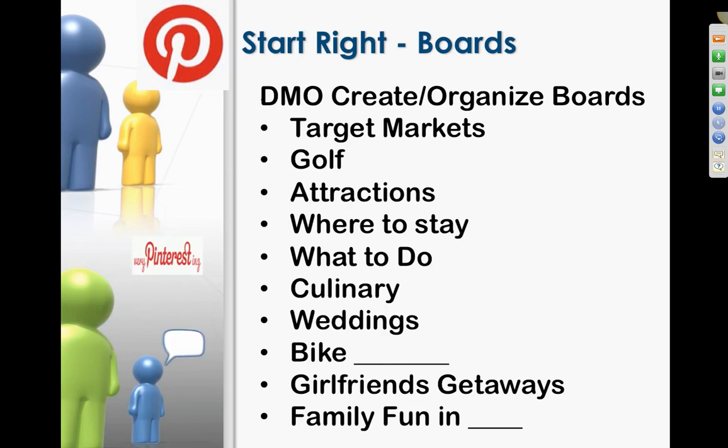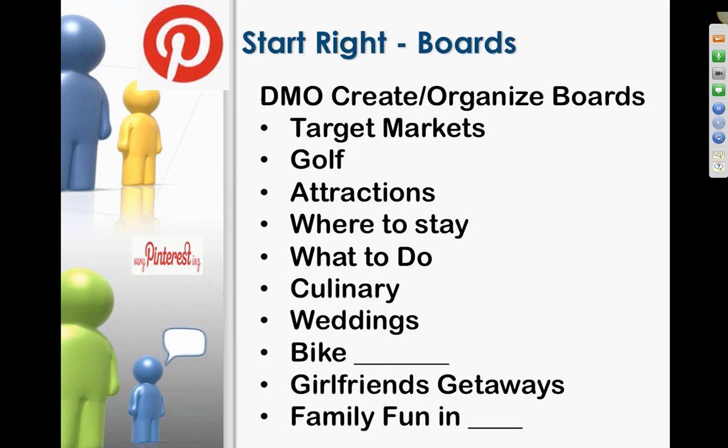And again, boards for weddings and things like Bike Austin, Texas. So having your geographic location right on the board. Because when the searches are being done, you want to make sure that you grab it. If it's just weddings, then somebody does a search on weddings in a particular location, you may or may not be high enough up in the search results. So you want to think about the boards.